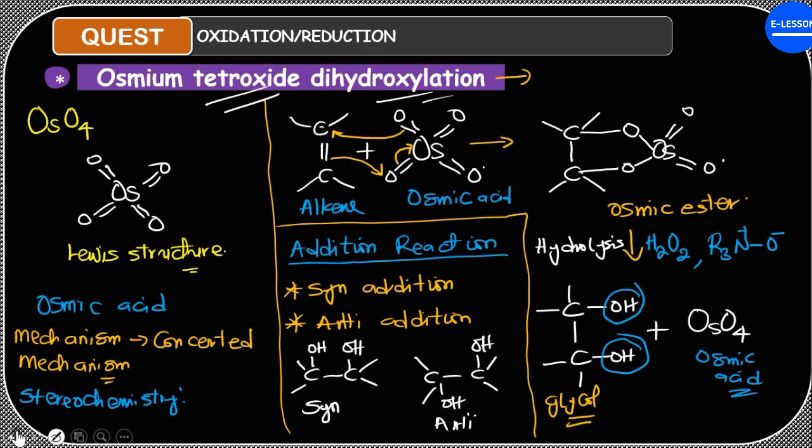So as a way of recapping, osmium tetraoxide dihydroxylation is a kind of dihydroxylation of alkene whereby the osmic acid, the oxidizing agent, reacts with the alkene to form the osmic ester. The osmic ester now will undergo hydrolysis in the presence of hydrogen peroxide and tertiary amine oxide to form the glycol, with the osmic acid being formed at the end of the reaction. And we say that that process uses what is called the syn addition. Syn addition means that the OH are added at the same side of the double bond of the alkene.